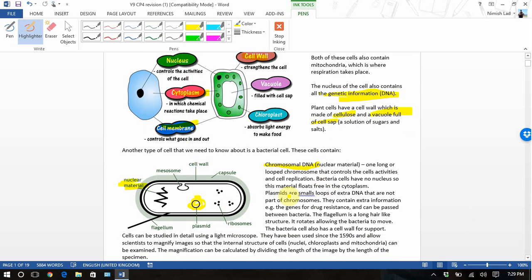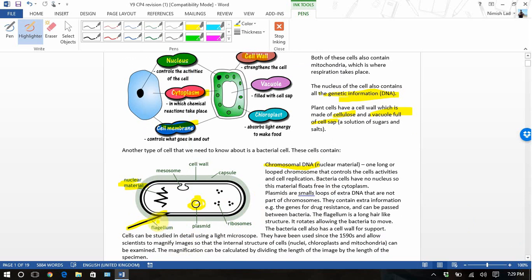Okay. The flagellum, just at the end over here, is a long hair-like structure. It rotates, allowing the bacteria to move. So it acts sort of like a propeller. It spins, allowing the bacteria to move. The bacterial cell also has a cell wall for support.